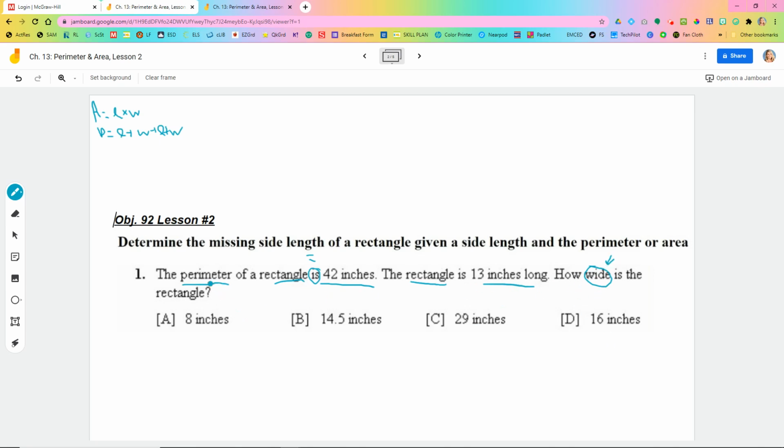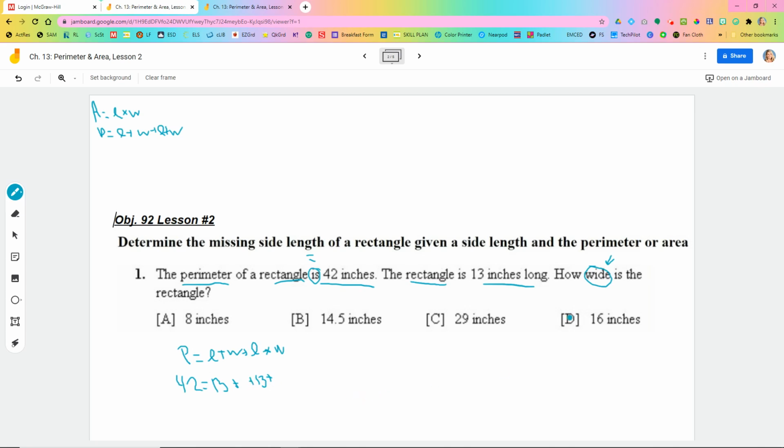And they start off by giving us the perimeter. So that's what formula we need to write down and start with. P equals L plus W plus L plus W. All right, now let's plug in what we know. It should be a plus sign right there. The perimeter of a rectangle is 42 inches, so my perimeter is 42. The rectangle is 13 inches long, so wherever I have that L for length, I'm going to put 13 plus 13. Drop down my plus signs right here.